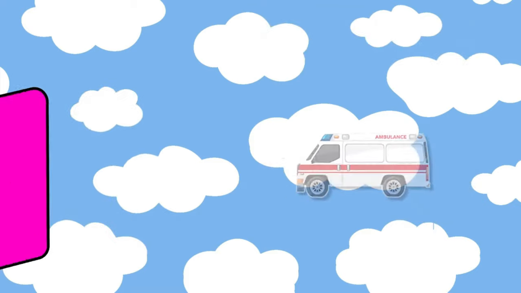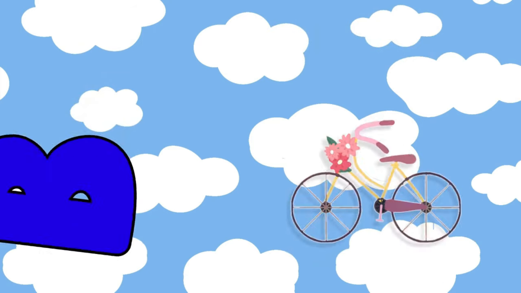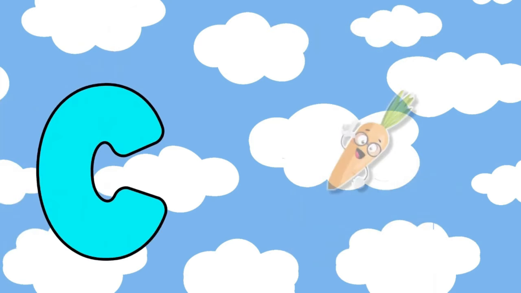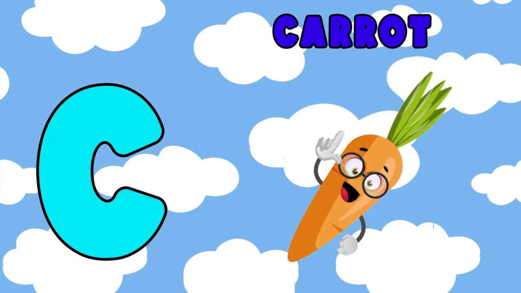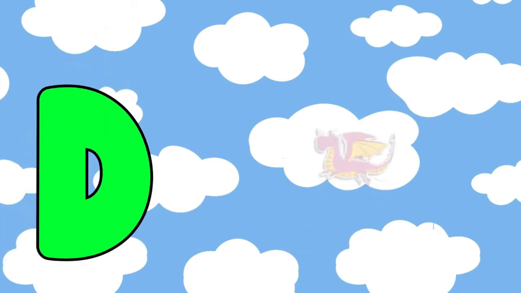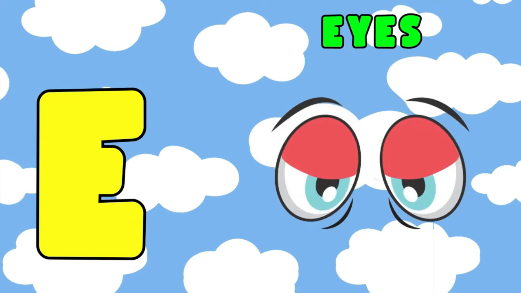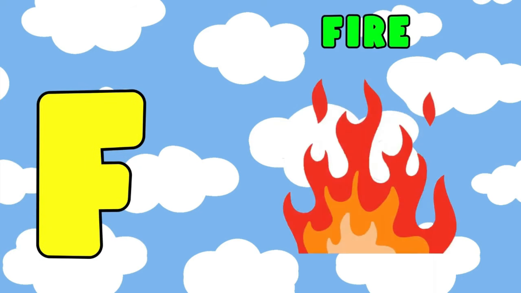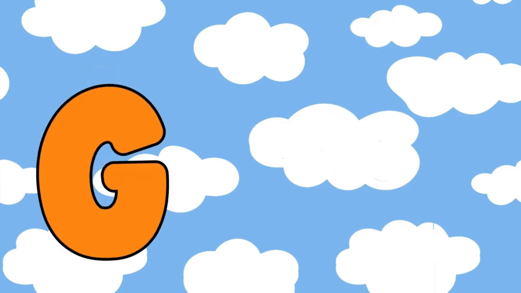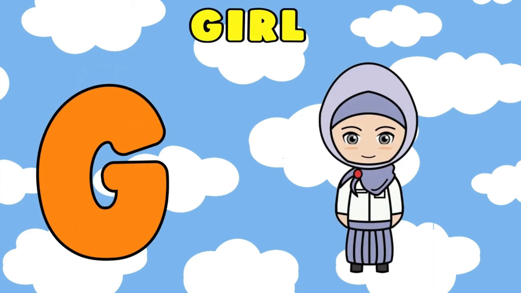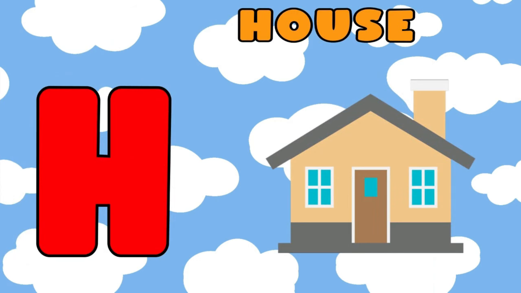A for ambulance. B for bicycle. C for carrot. D for dragon. E for eyes. F for fire. G for girl. H for house.